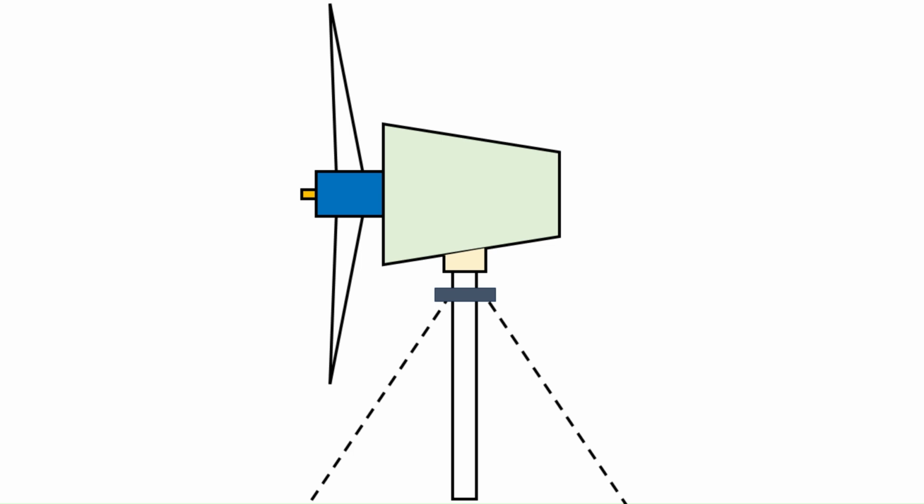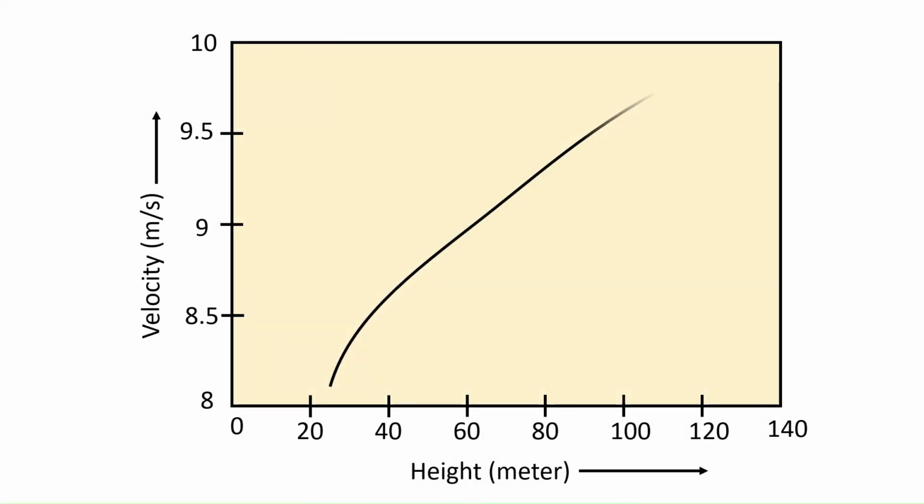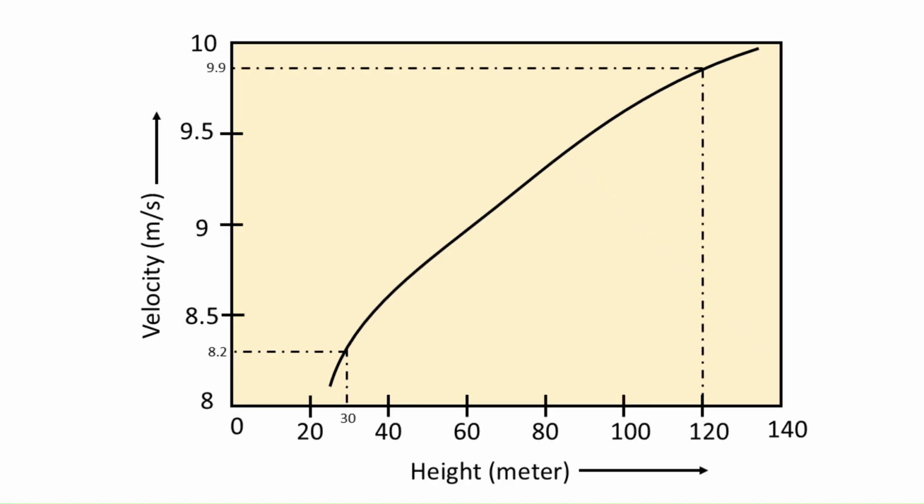We know that wind velocity increases with height. Hence, the taller the tower, the higher will be the power available to the rotor. The average wind velocity at 30 meter tower height is 8.2 meter per second. The velocity at 120 meter height is 9.9 meter per second, which means that the available power is 1.75 times higher than that at 30 meter height. Thus, the performance of the wind turbine improves with its tower height.